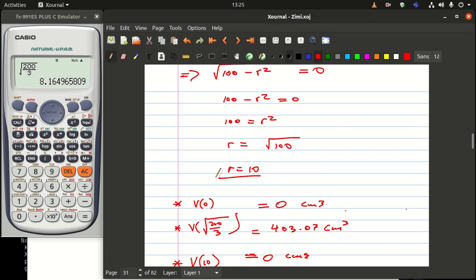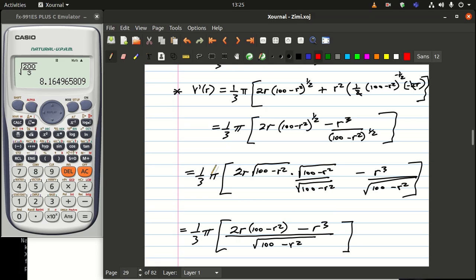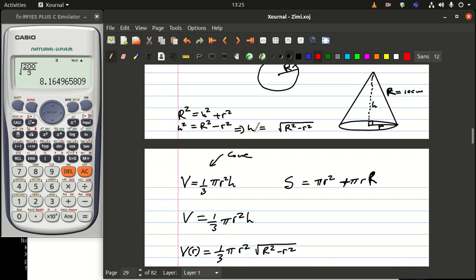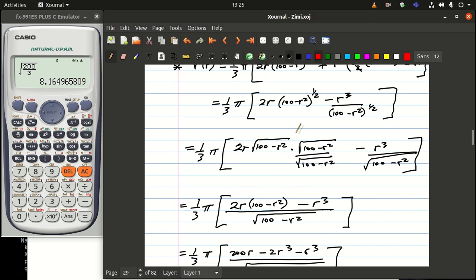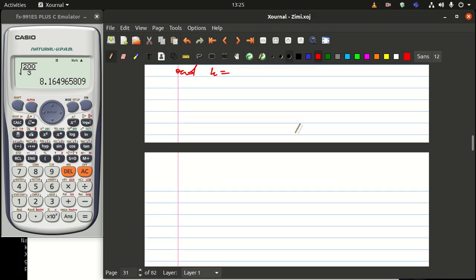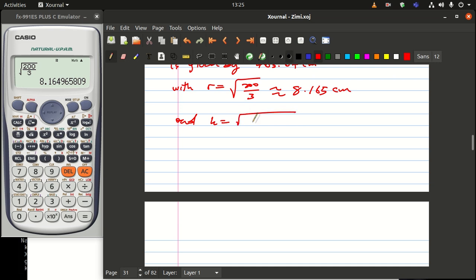remember what was our height here? The height was given in this formula here. So we're having our height as R squared minus small r squared, and our R was 10, so it's 100 minus r squared. So this one is the same as 10 squared minus r squared. And of course r here is the square root of 200 over 3, and then you square it up. Therefore our h is going to be 100 minus that.